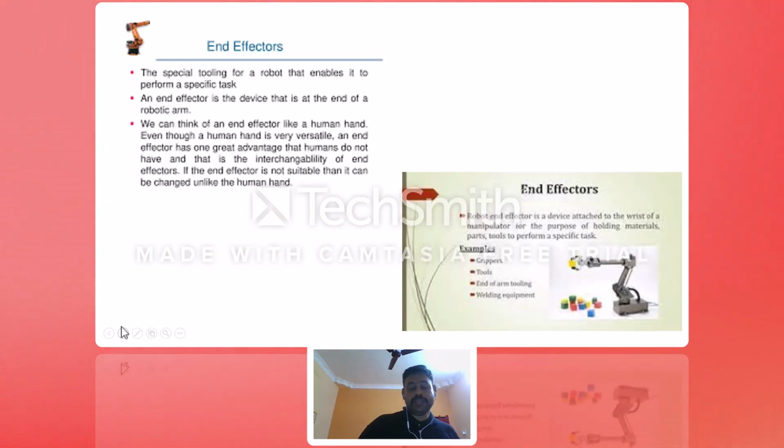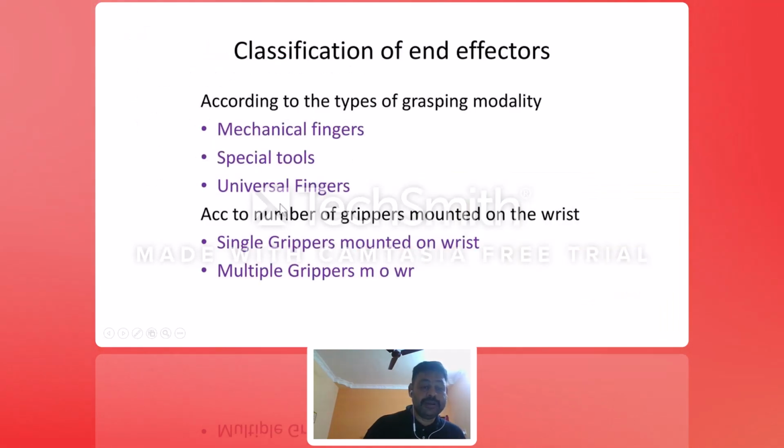Next, the end effector is what is available after the wrist. The end of the robot is called the end effector. You can have a gripper or a tool, which you can use for different purposes. The robot end effector is a device attached to the wrist of the manipulator. Coming to the classification of end effectors, you have a mechanical finger, special tools, universal finger, or a single gripper mounted on the wrist, or multiple grippers mounted on the wrist.